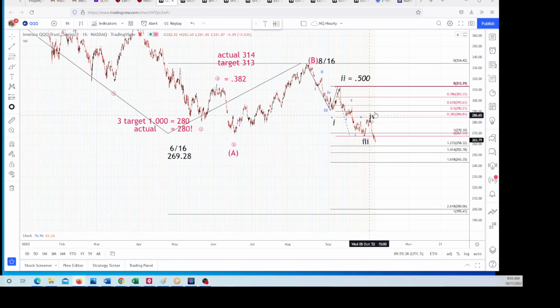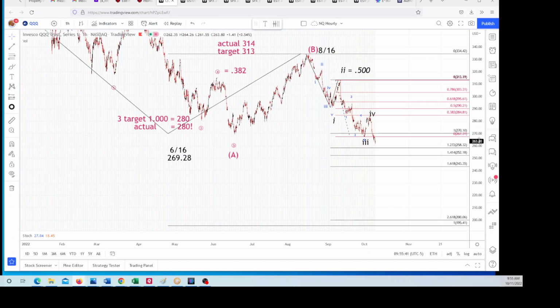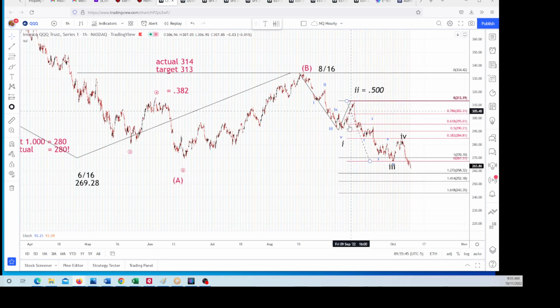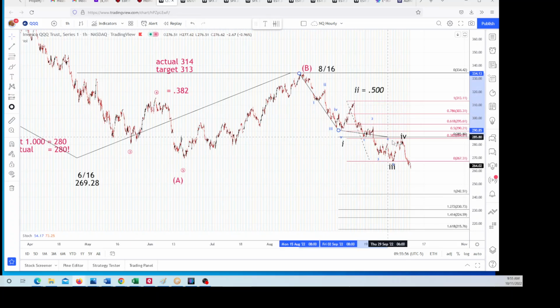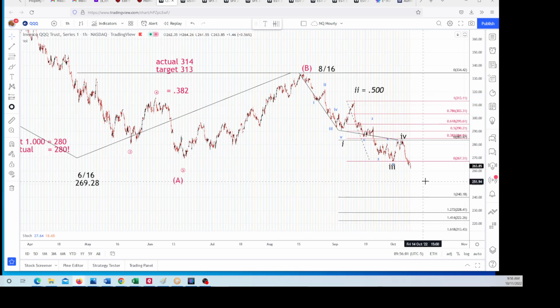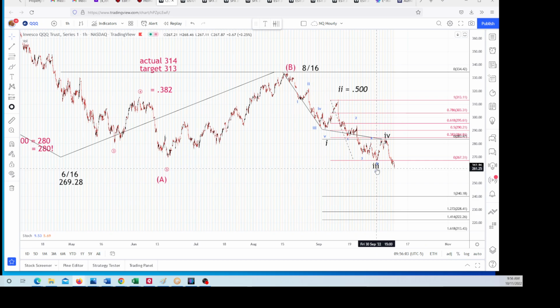But if it is complete there is the 4, and let me make this a little bigger. Let's just move this to see if that is 3 and it just went above or just below the 1-to-1 relationship with 1. We can move this down to the 4 high, which was right on the 382. You can see if we're looking for a 5 here, let me move this out of the way. You can see the 5 waves there within 3. The 5 target would be 240. Okay, so that's what we're looking at.